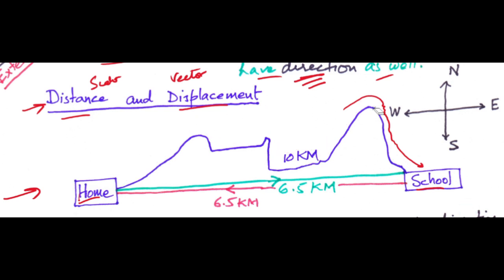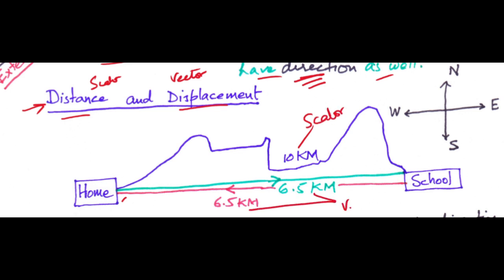Whereas the green path is a straight line from home to school in eastward direction, and the length of the green path is 6.5 kilometer. When you return from your school, it is a red path, and it is again a straight line but in opposite direction of the green path. So the 10 kilometer path has no direction, so it is a scalar quantity, whereas green and red are straight lines.